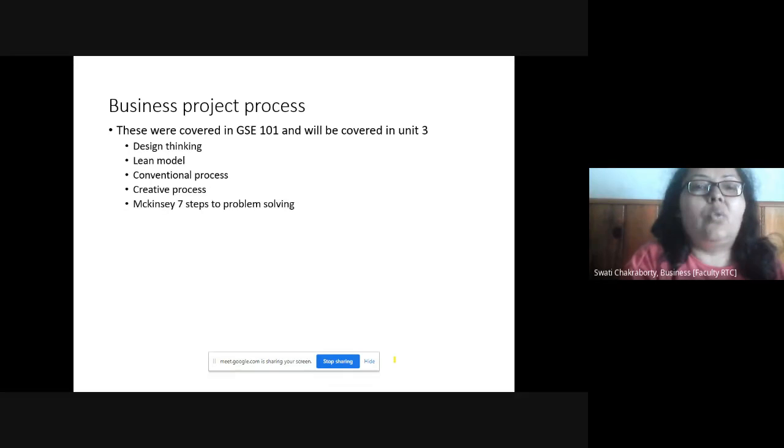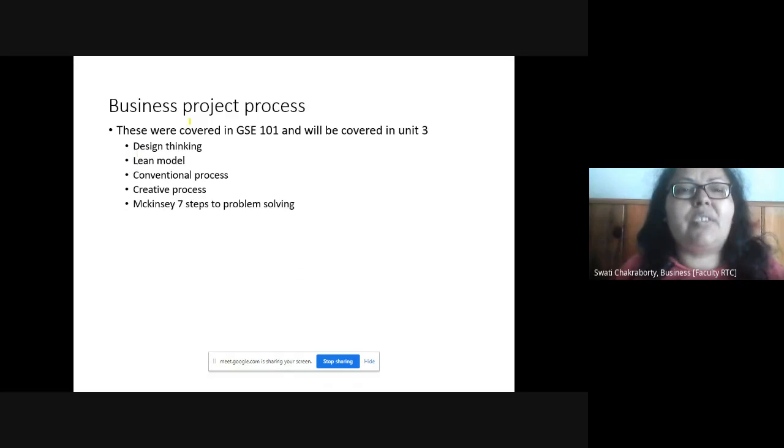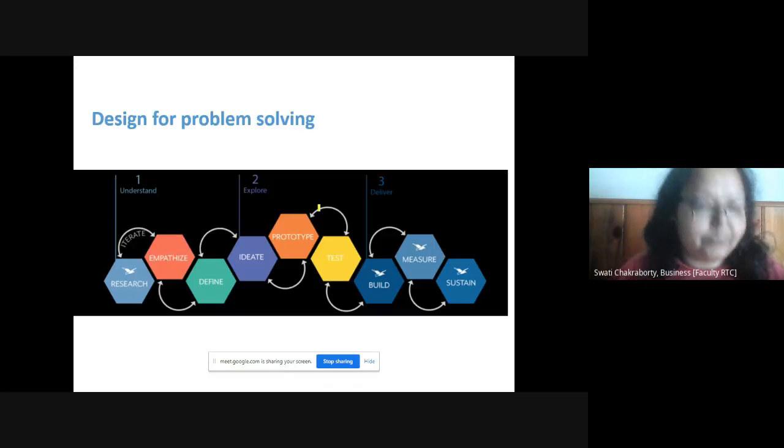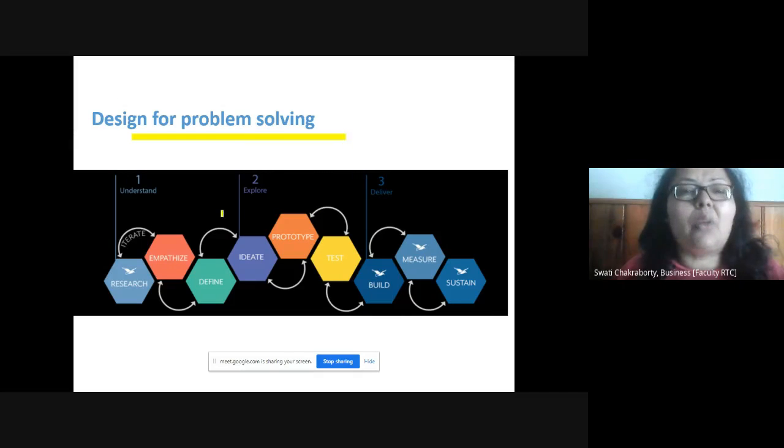Okay, so business project process: what are the different processes that you have? You've already done it before and we'll do more in the later units. These are design thinking, lean model, conventional process, creative process, and McKinsey's 7-step problem solving. So let's go into details. Design for problem solving has 3 steps: understand, explore, and deliver.